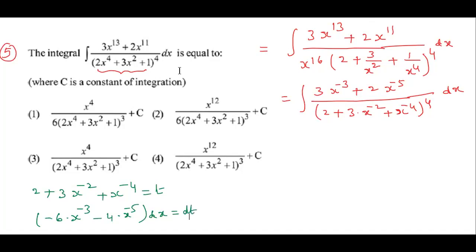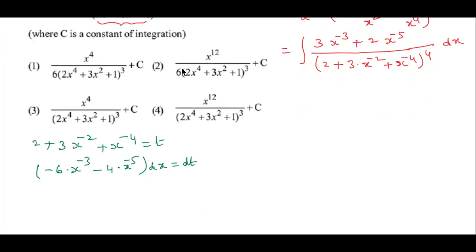Now let's see the numerator in the question: 3x power minus 3 plus 2 into x power minus 5. So here take minus 2 common and send it to the right hand side. It is going to be dt divided by minus 2. Okay. Now the left hand side, what happens? This is 3 into x power minus 3 plus 2 into x power minus 5, into dx, which is equal to dt by minus 2. Now go to the question here.